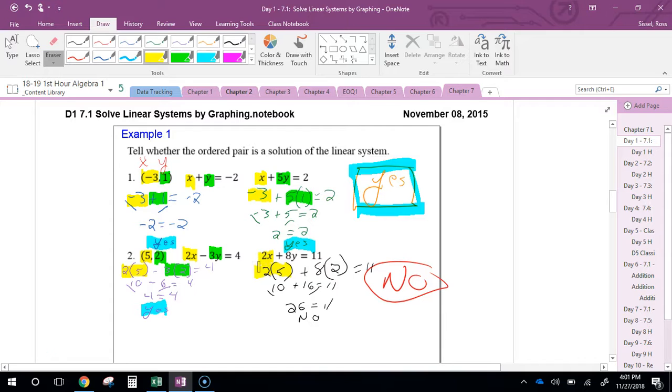2 times 5 is 10. And I'm going to put 2 in for y. So 8y becomes 8 times 2. 2 times 5 is 10. 8 times 2 is 16. 10 plus 16 equals 11. Well, 10 plus 16 is 26. And does 26 equal 11? No. And because it's a yes here and a no here, one no means my final answer has to be no. Alright.